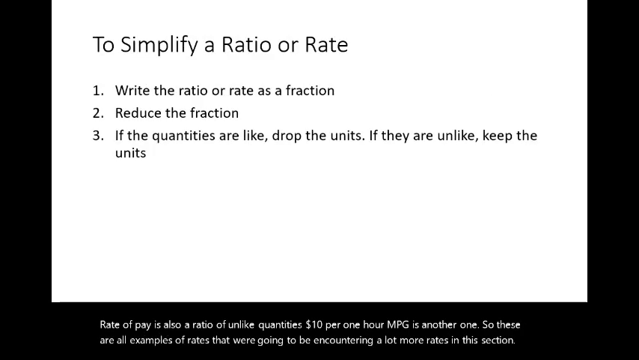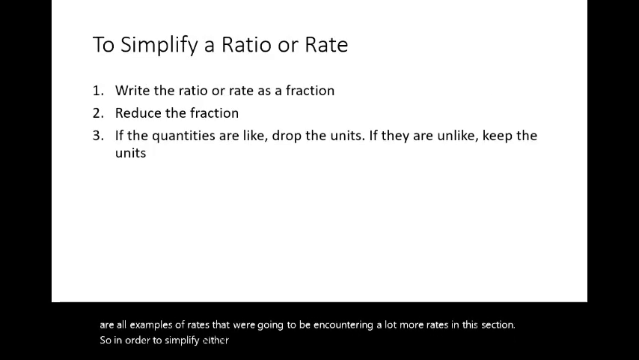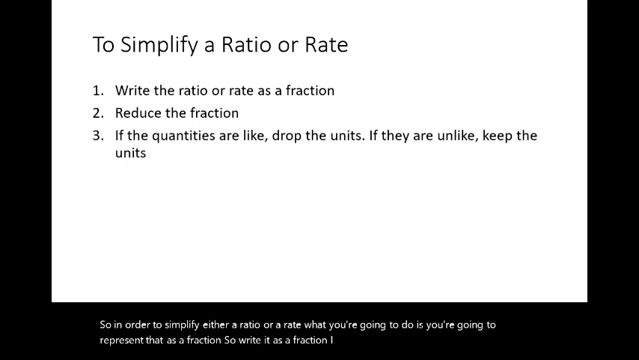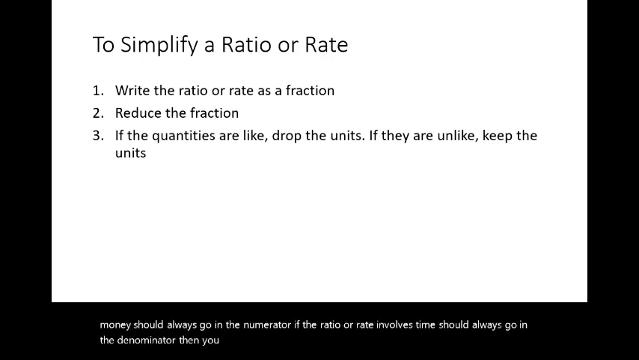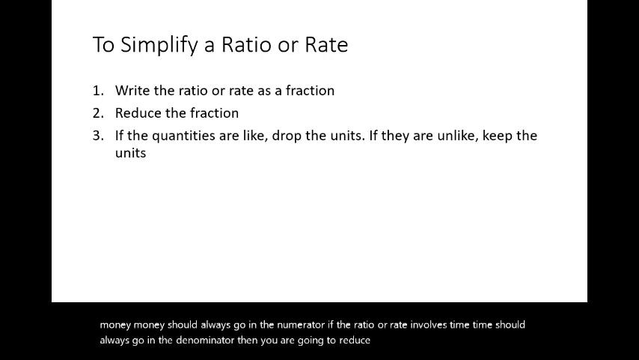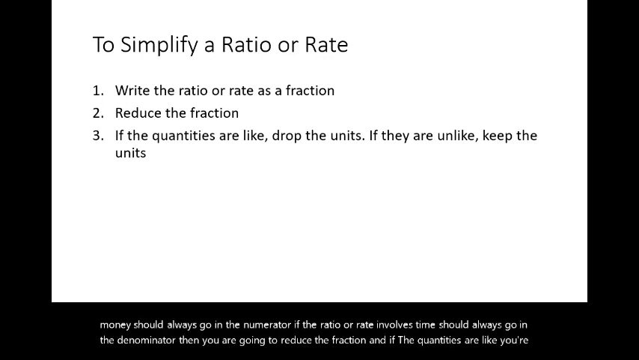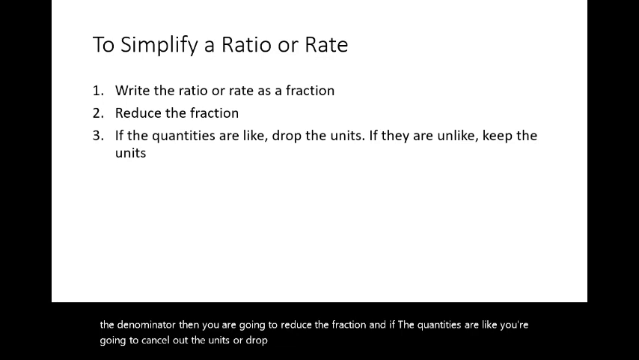So in order to simplify either a ratio or a rate, you're going to represent that as a fraction, so write it as a fraction. I will say that if the ratio or rate involves money, money should always go in the numerator. If the ratio or rate involves time, time should always go in the denominator. Then you are going to reduce the fraction. And if the quantities are like, you're going to cancel out the units or drop the units. If the quantities are unlike and the units are different, you're going to keep the units.